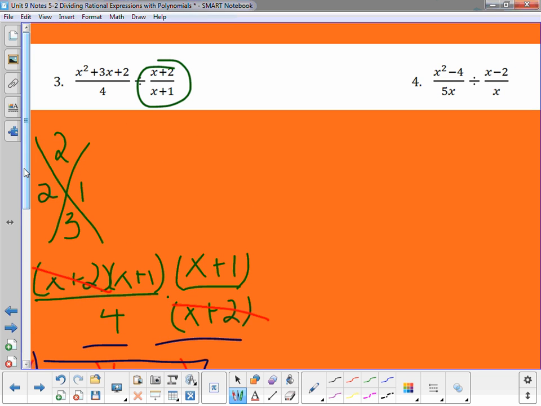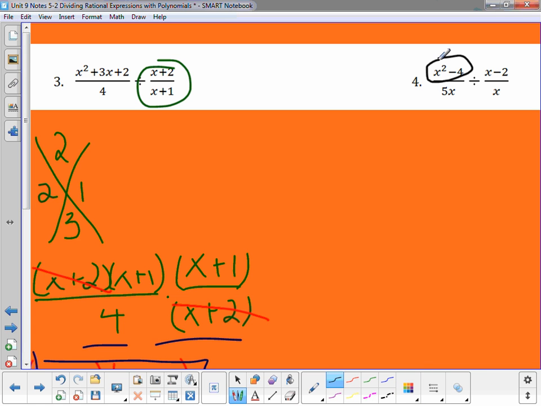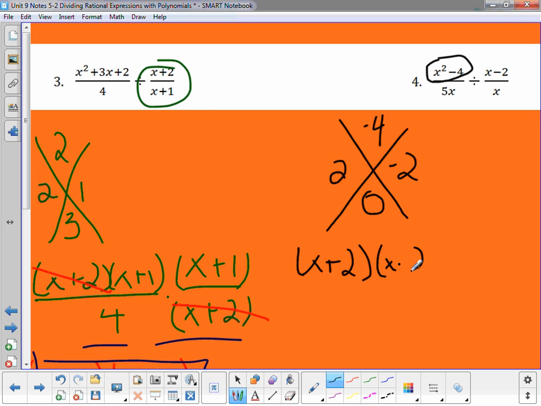Let's take a look at number 4. So this part is a little tricky, factoring this top part. So I'm going to set up the x just so we can kind of get an idea of what that looks like. So we're multiplying to negative 4 and adding to 0. So somehow I want to multiply to negative 4. Well, things that multiply to negative 4: 1 and 4, 2 and 2. Well, if I did a positive 2 and a negative 2, then I could add to 0. So I'm going to go ahead and write that in factored form. I get x plus 2, x minus 2, and that's going to be over 5x.